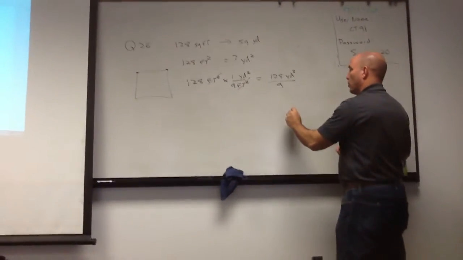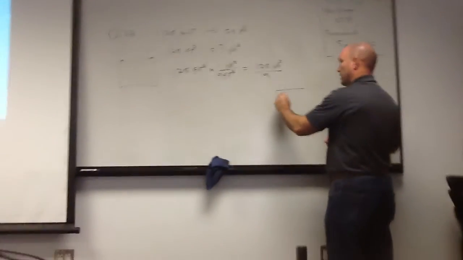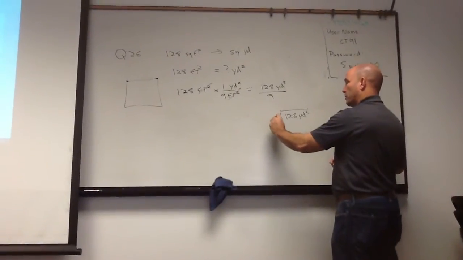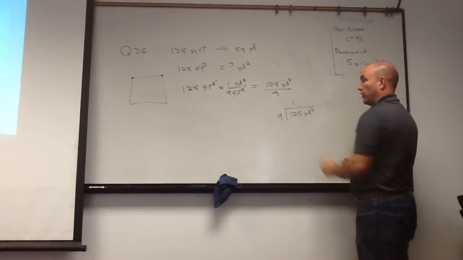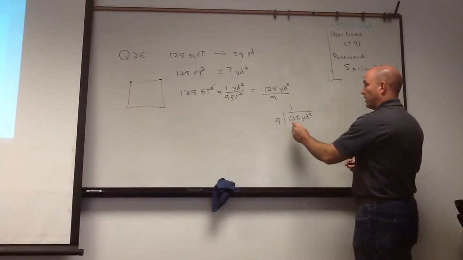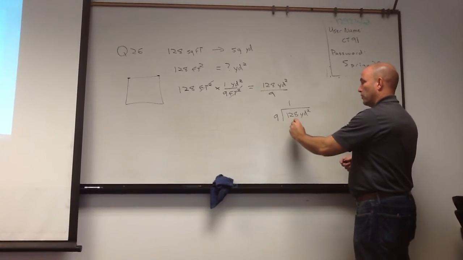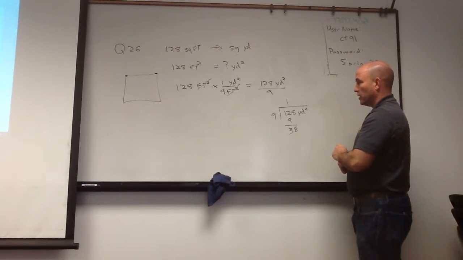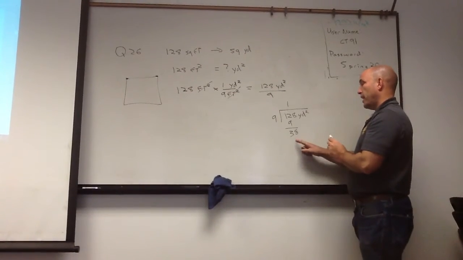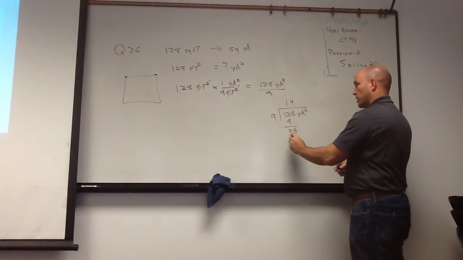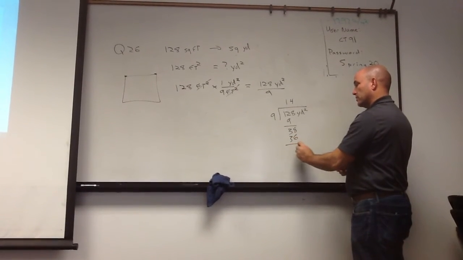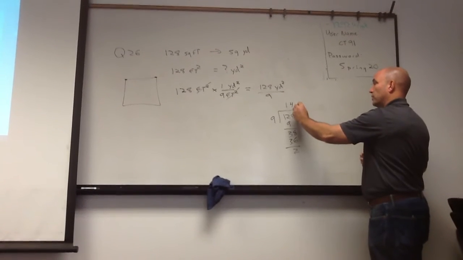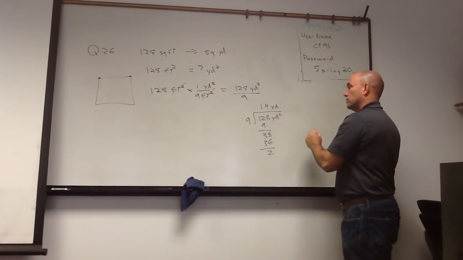And just like we did before, we're going to take that 128 yards, and we're going to divide it by 9, and we're going to do the thing. Now, can you do this on your calculator? You sure can. And I won't be mad at you if you do that. How many times 9 goes into 38? What, 4? 4 times 9 is 36. And so you have a remainder of 2. And so that would give you 14 yards.